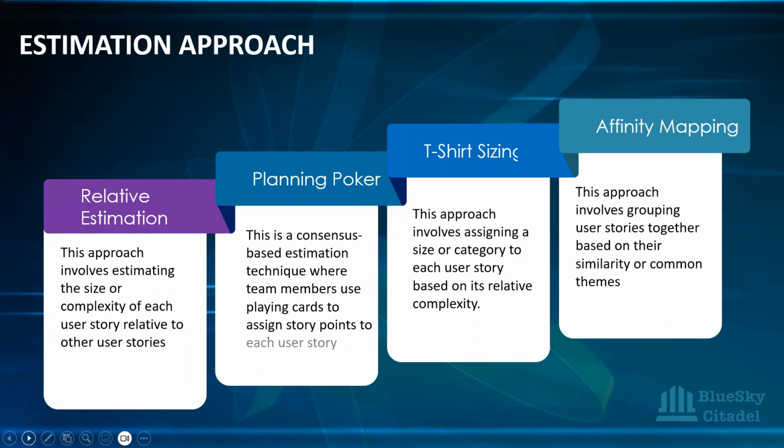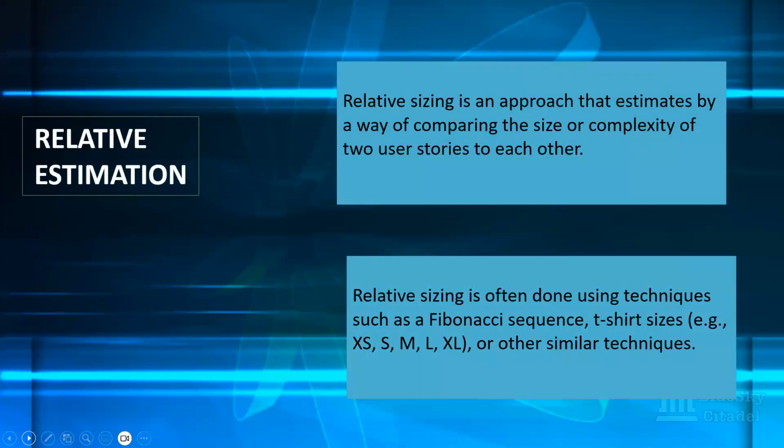Okay, like I said, for the purpose of this training, we'll be looking at relative estimation and planning poker out of the approaches that we know. Like I said, you can combine them together in order to run your estimation and get a better point in place. So relative estimation is an approach that estimates by comparing the size or complexity of two user stories together, which I've explained before, so that it can help you estimate better. And like I said, you can use the Fibonacci sequence technique. You can use T-shirt sizing, that's another technique, the extra small, small, medium, large, extra large, and some other similar techniques that suit what you're doing.